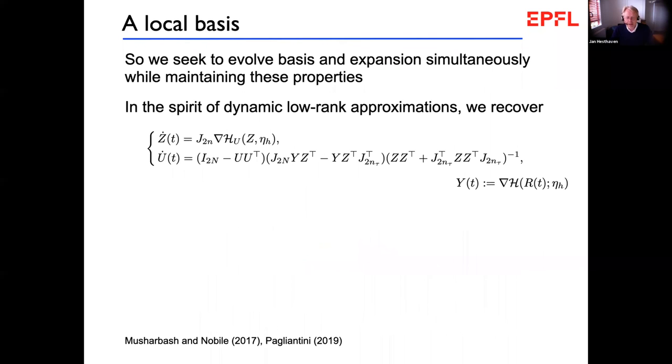Now, the idea of dynamic low-rank approximations is one that has been around for a few years, also for symplectic problems. There's a report in 2017 by Musharbash and Nobile, where they discuss this in the context of the wave equation. And there's a report also by Pagliantini, where she does it in a more general context. So basically, you can write down equations for C being the expansion coefficient. You recognize, again, here we have the Hamiltonian problem. And then the basis has to evolve according to this equation. Here, H is the Hamiltonian.